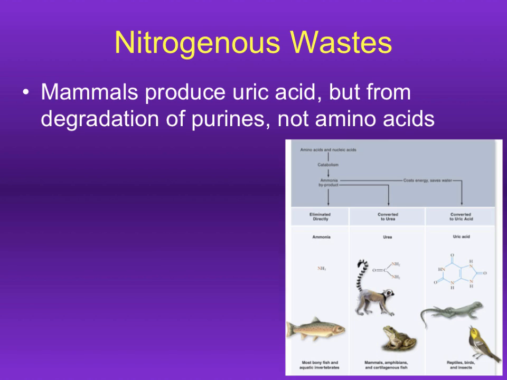So as it turns out, different kinds of vertebrates get rid of nitrogenous waste in different ways depending on what kinds of resources they have available to them.